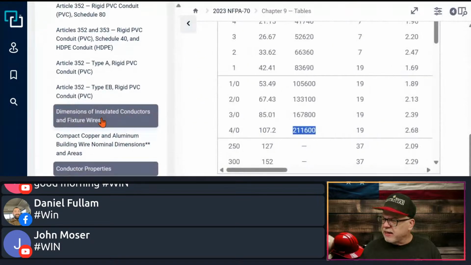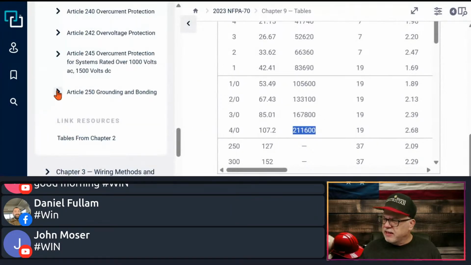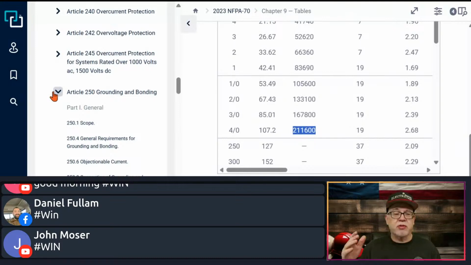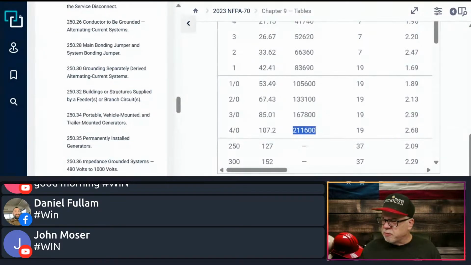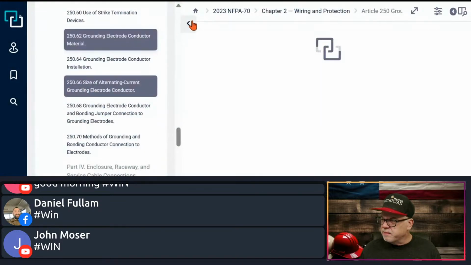Then we come back to 250.66. And remember, we weren't given any type of electrodes. So we're not going to be using 250.66(A) for rod, pipe, or plate. We're not going to be using 250.66(B) for a UFER. We're just going straight to the table, because we weren't given any specific type of electrode. So we default to the table.